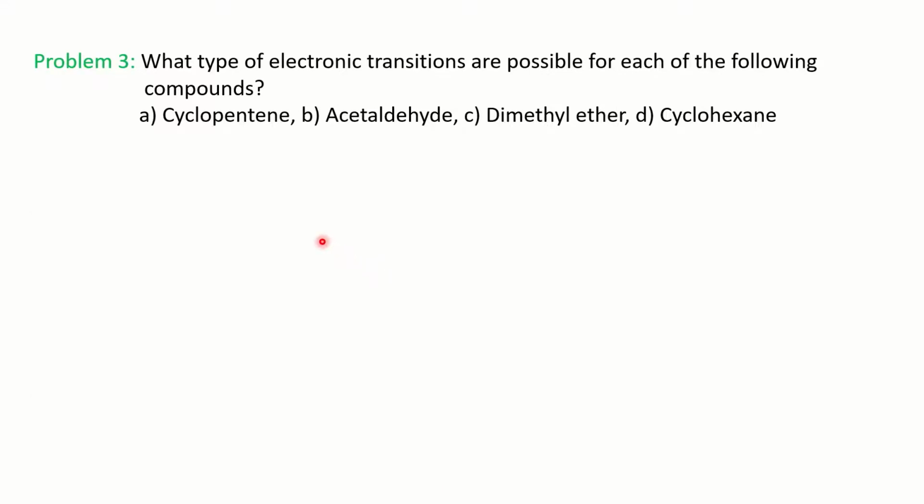The third problem is quite similar. Here again the molecules are mentioned, and you have to identify all the possible electronic transitions in each molecule. The first is cyclopentene. Since cyclopentene has only sigma and pi electrons, we write all the possible transitions. Whatever sigma and pi combinations are possible, you have to mention here: sigma to pi star, pi to pi star, and pi to sigma star.